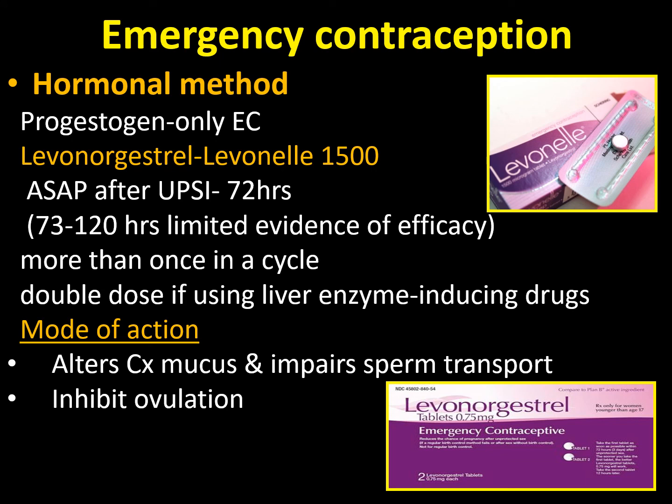Levonelle acts by causing changes in the cervical mucus and therefore impairs sperm transport, but it may inhibit ovulation depending on the time of the period when it was given.